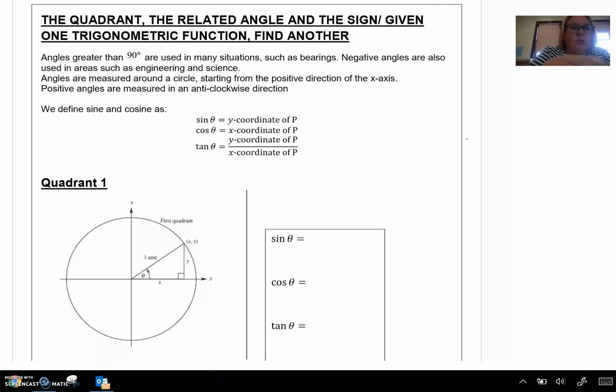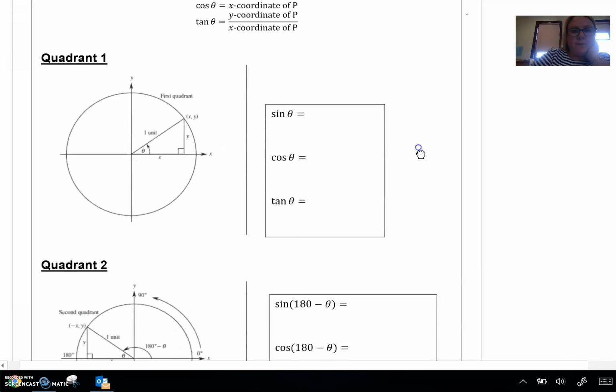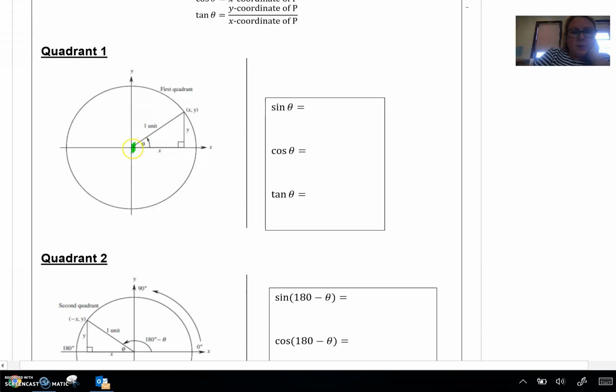So what we do is we look at the unit circle. A unit circle is a circle with a radius of 1 and it has an x value of x and a y value of y. So the adjacent is x and the opposite is y. And as we move around the circle, things will happen.